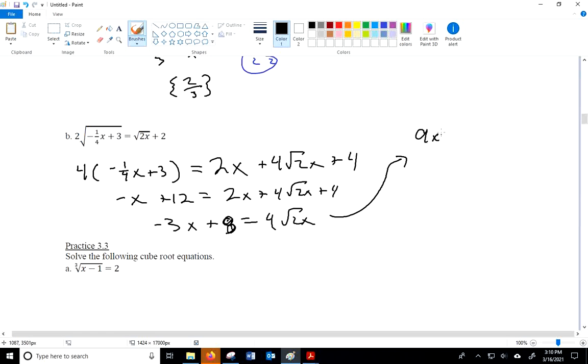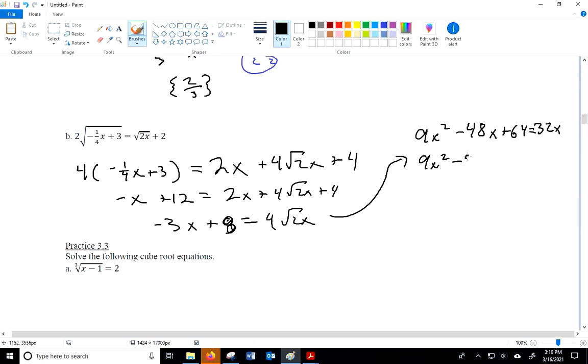I'll get 9x squared. 3 times 8 is 24, so double is 48. Then plus 64 equals, I'm squaring this. Square the 4, you get 16. Then the root goes away. Root 2x times, so 2x times 16 is 32x. It's a quadratic, so I set it equal to 0.